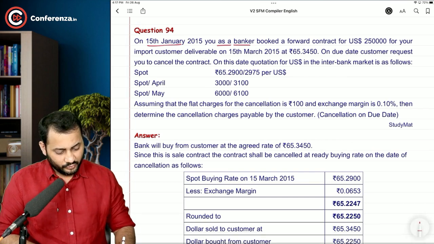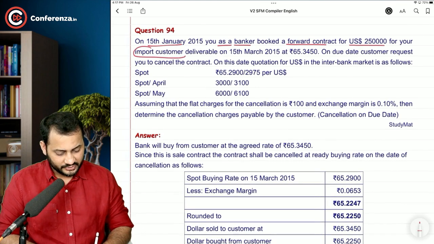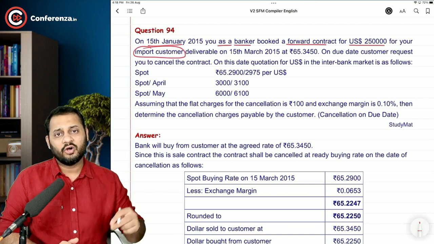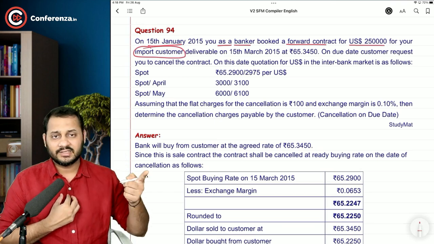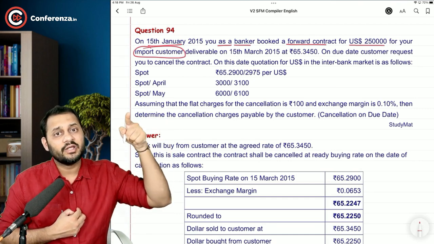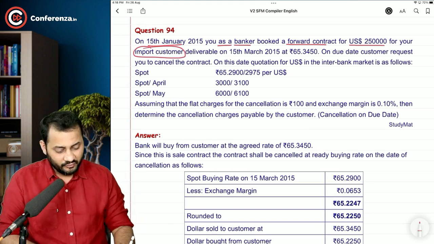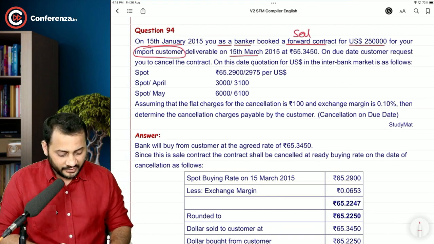You as a banker booked a forward contract of US $250,000 for your import customer. If the customer is an importer, he will buy the foreign currency from us. It's very simple, sir. We are a bank. He is an importer. He might have imported goods from some vendor and he has to make a payment to that vendor. He will come to us to buy foreign currency. We will enter into a forward sell contract with him, deliverable on 15th March 2015, which is 2 months from now.